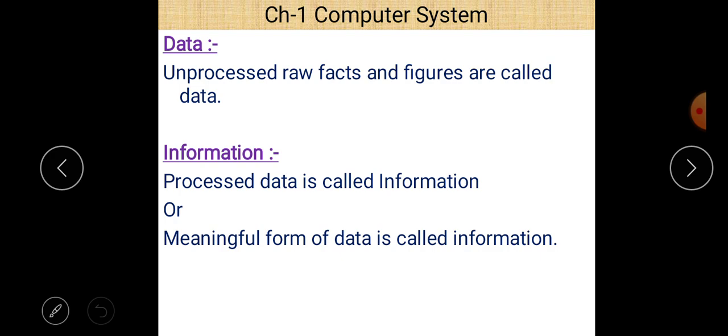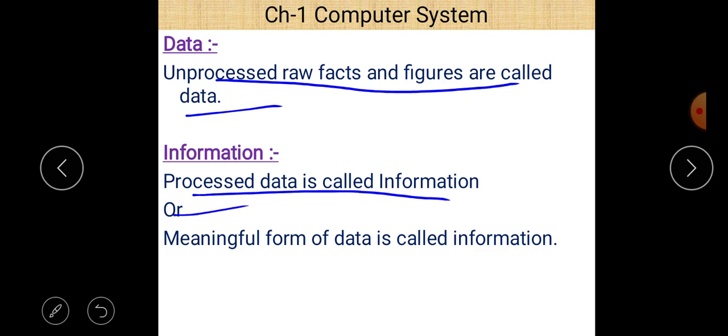The difference is very simple. Unprocessed raw facts and figures are called the data, and processed data is called the information, or we can say that the meaningful form of the data is called the information.